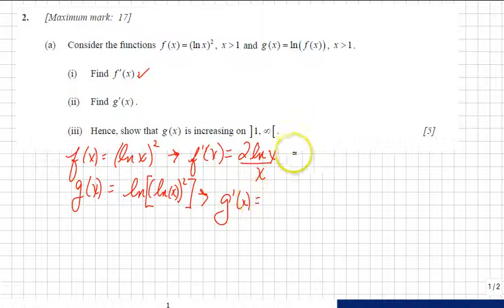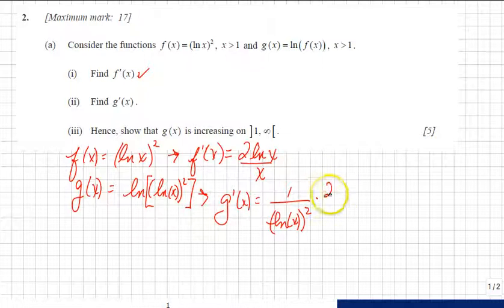start on the outside, the derivative of ln is 1 over, so it's going to be 1 over the quantity of ln of x squared. Now let's move to the inside. Well, we already did the derivative of that. That's part I, Roman numeral 1. So we just rewrite that as 2 ln x over x.